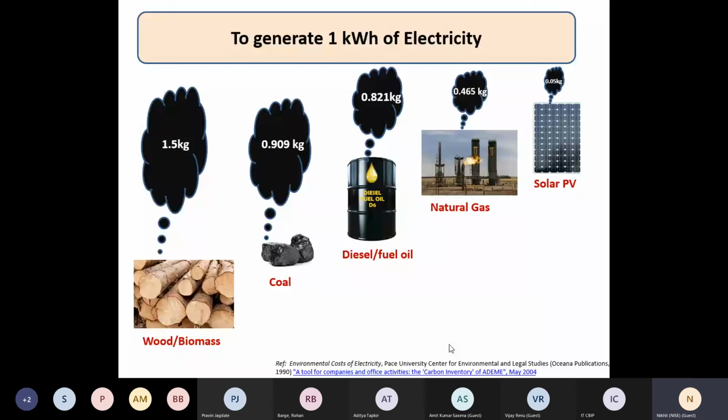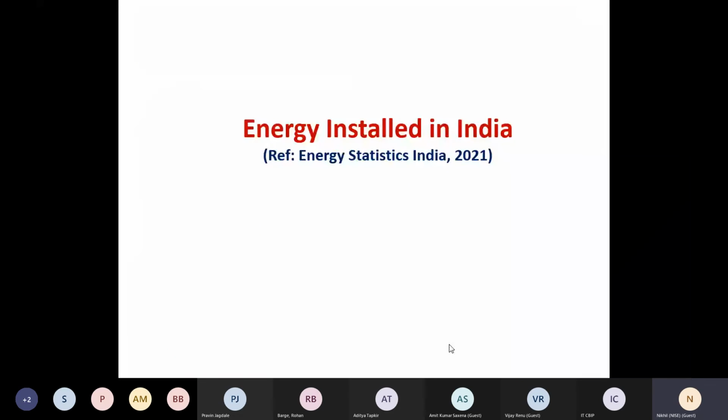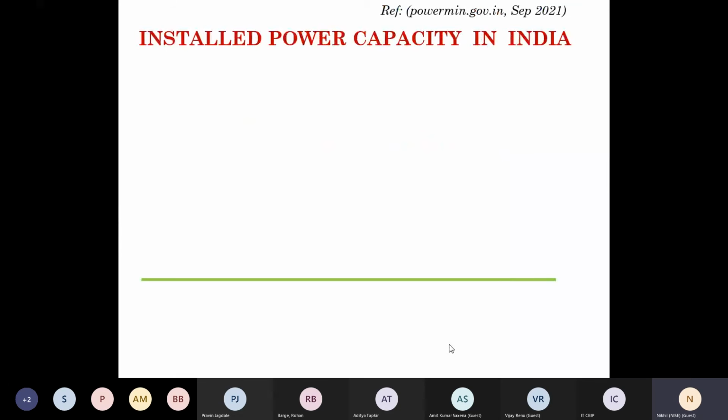Now I just started with the transition of energy from centralized to decentralized. I told you about the importance of solar energy. Now, what is happening in solar energy in India in the last 5-6 years or last 10 years? Let's look first at the energy statistics in India.